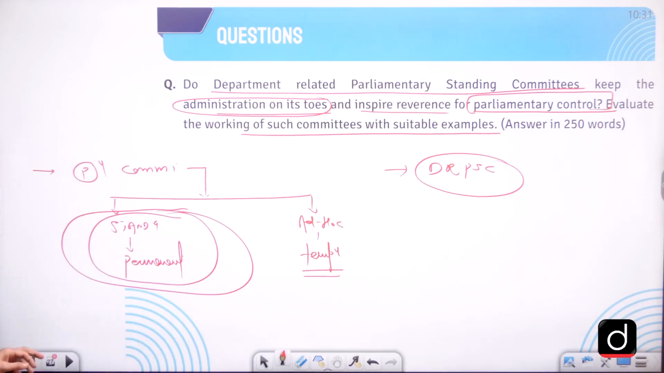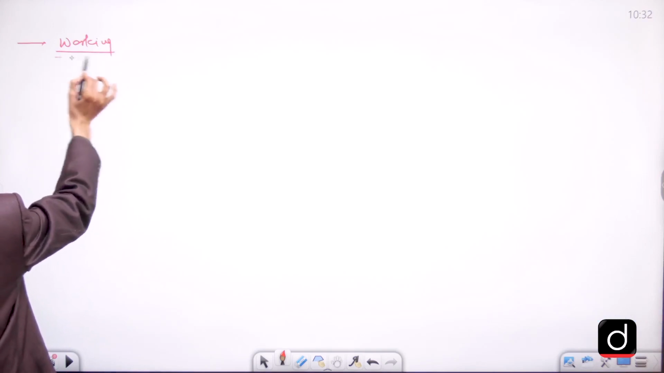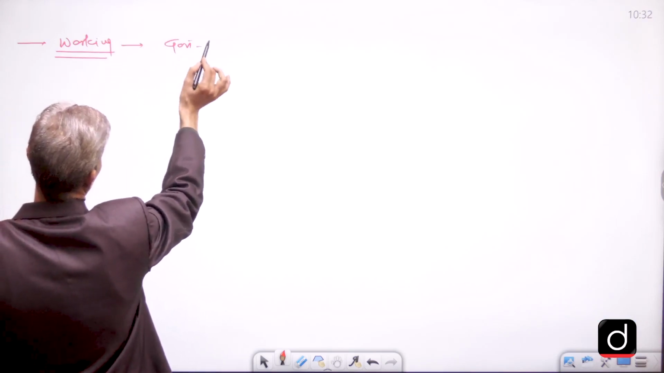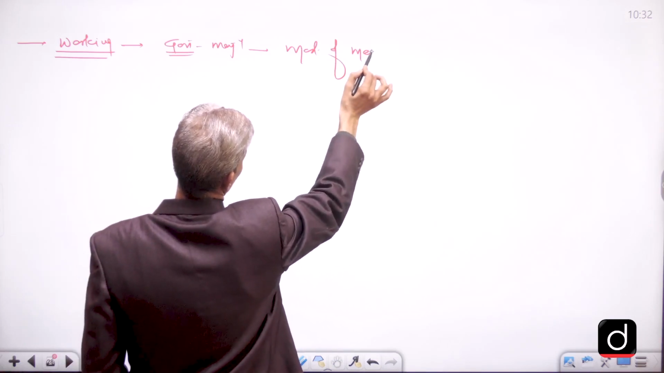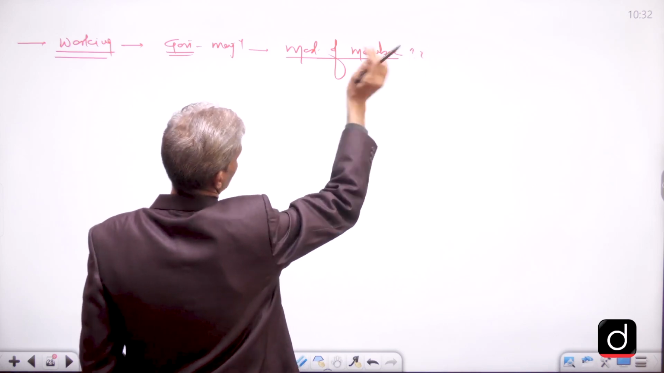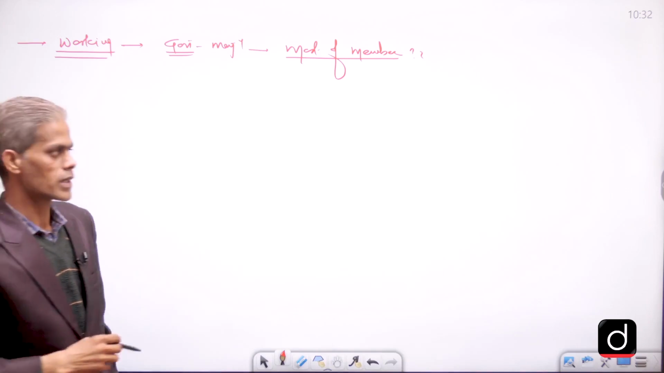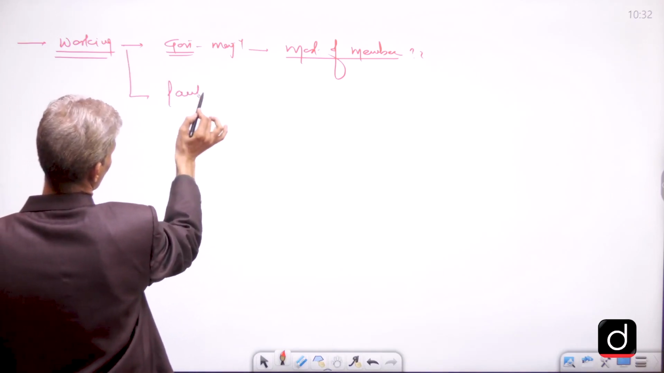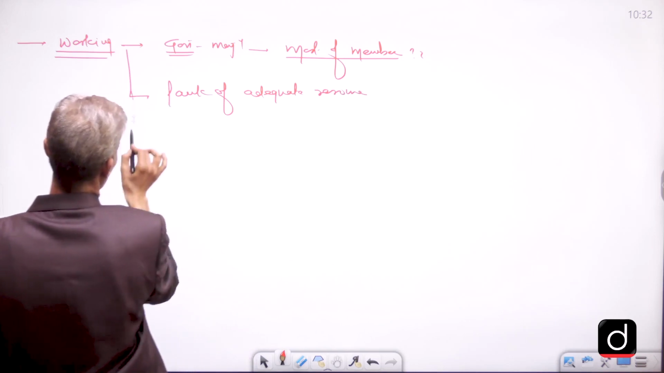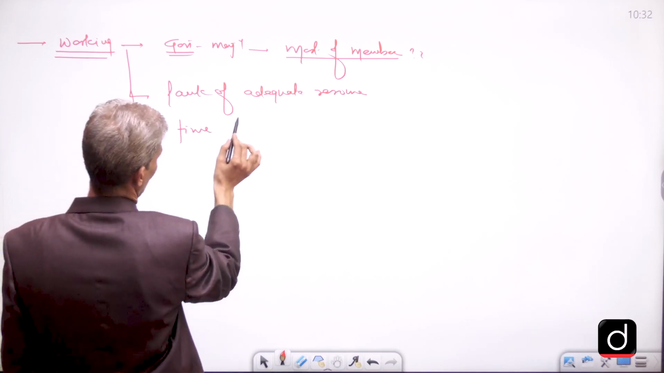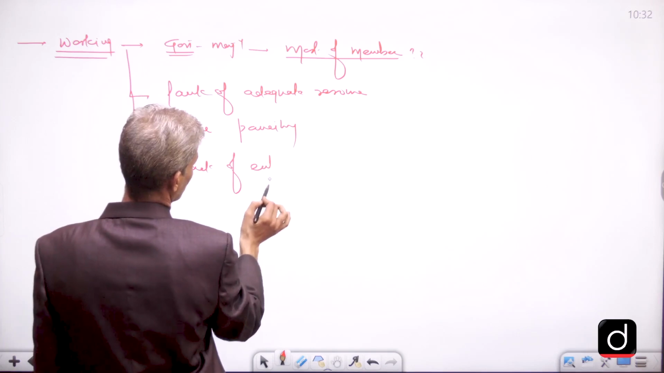But the problem is, there is no harm in having this committee working, but still there are certain problems. When we talk about the working of these committees, because the government is in the majority, most of the members are from the ruling side. And when most of the members are on the ruling side, impartial functioning is definitely questionable. That is one thing. Second thing, lack of adequate resources for these committees to function. Time paucity: DRPSCs are not allowed to take more time, so in limited time they have to work. Then, lack of expertise, opinion, or expert guidance.